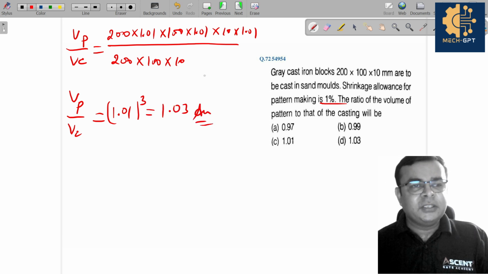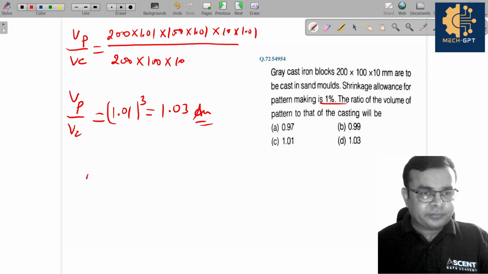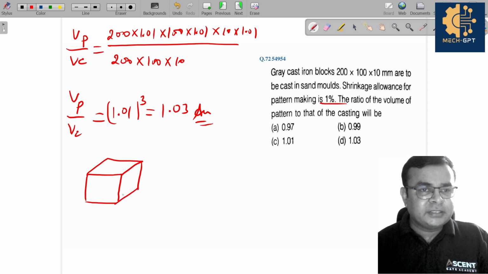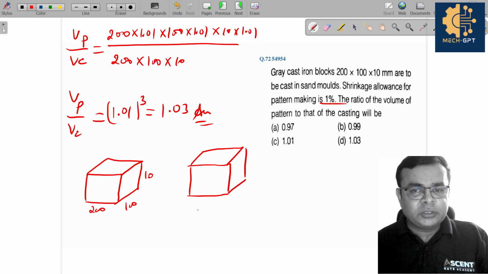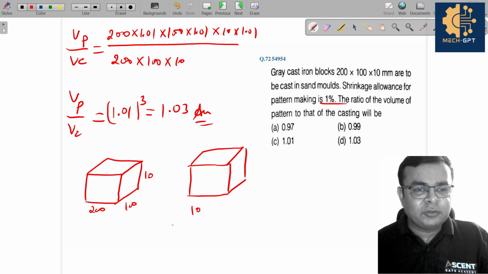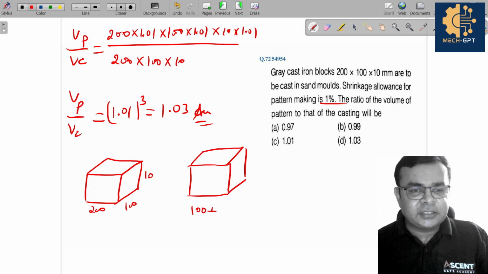So 1.03. And let's see how you write this dimension. So let's say this is your casting. Is it clear? This is your casting whose size is given, that is 200 by 100 by 10. So for this you need to make a pattern. Yes or no, like this you need to make a pattern. So the size of the pattern, 1% allowance is given here. So can I say this is 100 into 1 upon 100. So here we can get 100 if I take common.